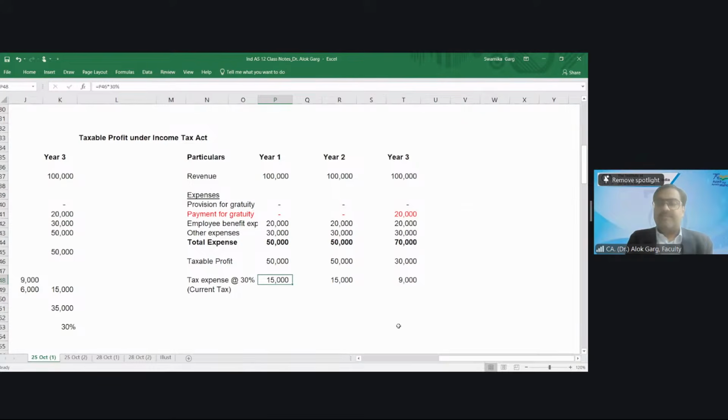It could be DTA or DTL. But in this situation, will it be DTA or DTL? DTA. See, if you are paying higher taxes today, Lavanya, what does it mean? You have to pay less taxes in future.